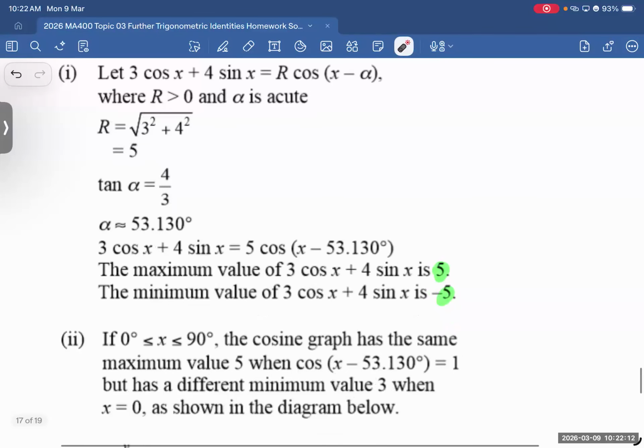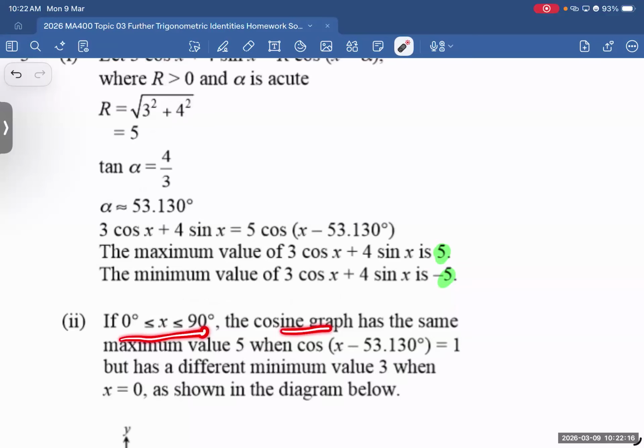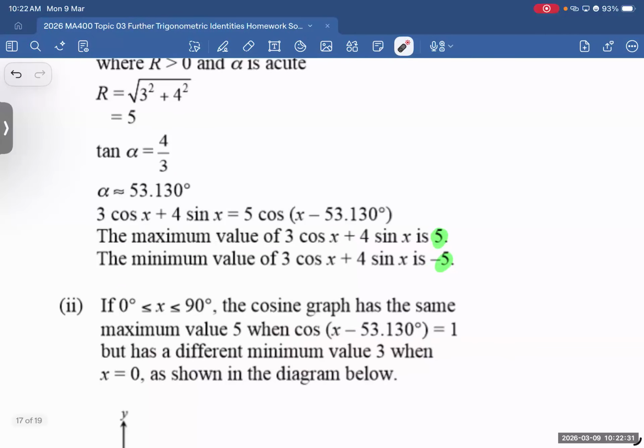Now, part 2. If the answer is between 0 to 90, the cosine has the same value of 5. For it to be equal to 5, cosine must be equal to 1, so x minus 53.13 must be 0, so 53.13 is possible. But for this to be equal to negative 5, is it possible? No. You understand why?